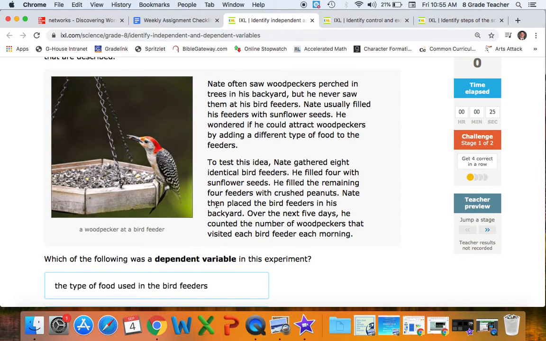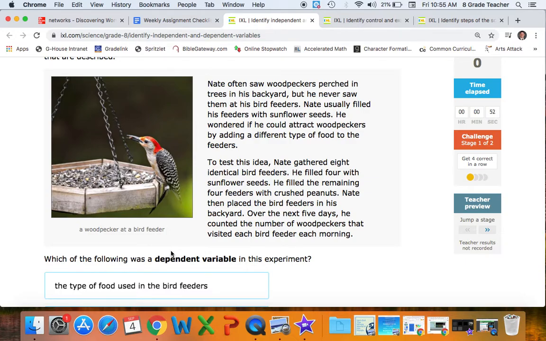Nate often saw woodpeckers perched in trees in his backyard, but he never saw them at his bird feeders. Nate usually filled his feeders with sunflower seeds. He wondered if he could attract woodpeckers by adding a different type of food to the feeders. To test this idea, Nate gathered 8 identical bird feeders. He filled 4 with sunflower seeds. He filled the remaining 4 feeders with crushed peanuts. Nate then placed the bird feeders in his backyard. Over the next 5 days, he counted the number of woodpeckers that visited each bird feeder each morning. Which of these was the dependent variable?